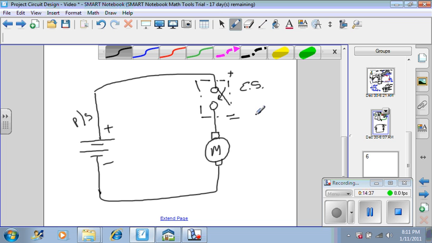When the transistor is in the saturation region, you can say the switch is closed. But when the transistor is in the cutoff region, then you can say the switch is open. And this switch will be controlled by your microcontroller.